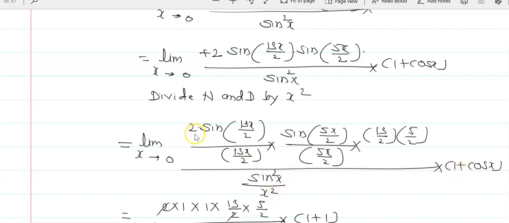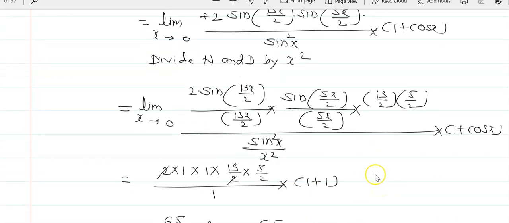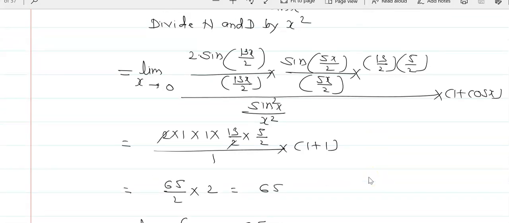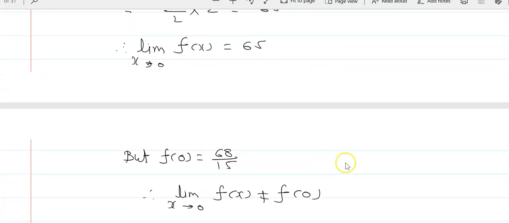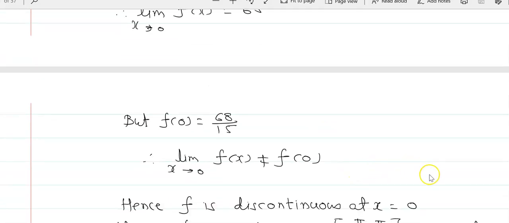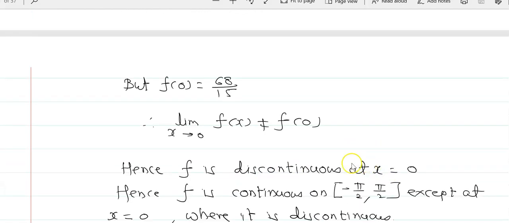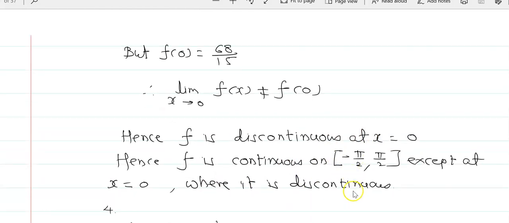The value of this limit is 2 into 1 into 1 into 13 by 2 into 5 by 2 upon 1 into (1 plus 1). That is equal to 65 upon 2, which is equal to 65. This is the limit, but we have f of 0 as 68 upon 15. Both are not equal, and hence the given function is discontinuous at x equal to 0. Hence f is continuous on minus pi by 2 to plus pi by 2 except at x equal to 0, where it is discontinuous.